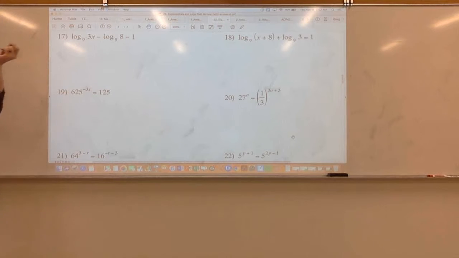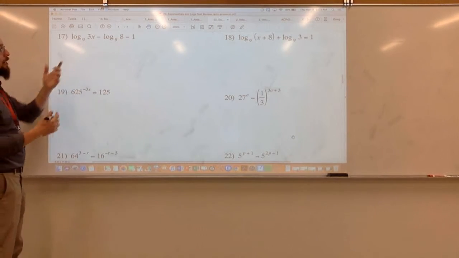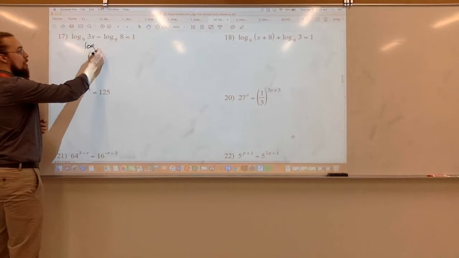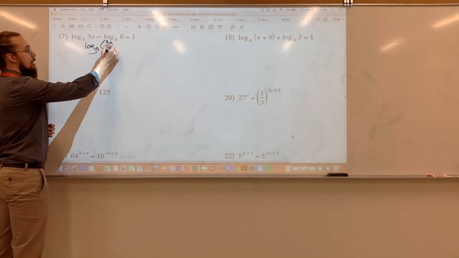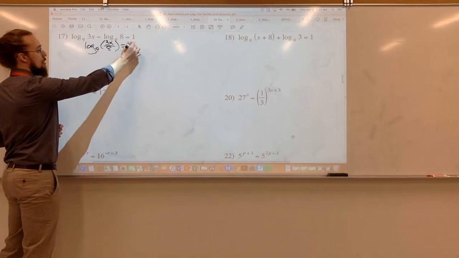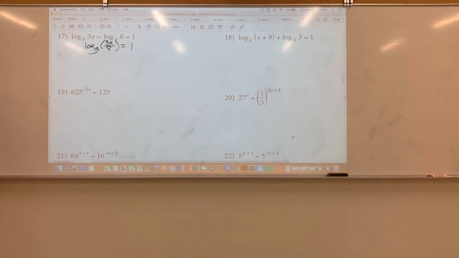I still need to combine the 2 logs that are on the same side of the equation. So if I'm subtracting, I can combine this into a single log by dividing what's on the inside. So I can say this is log base 9 of 3x over 8, and then that's still equal to 1.